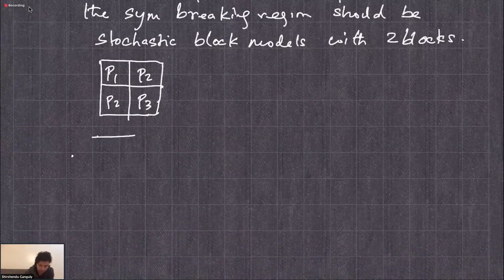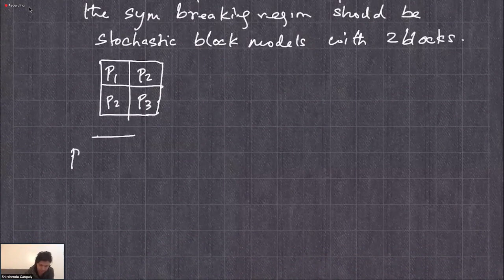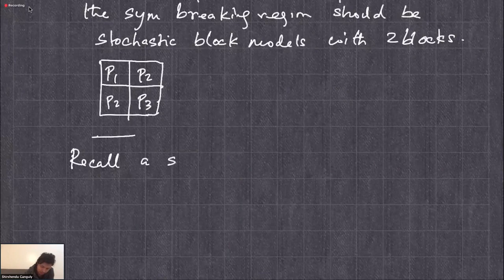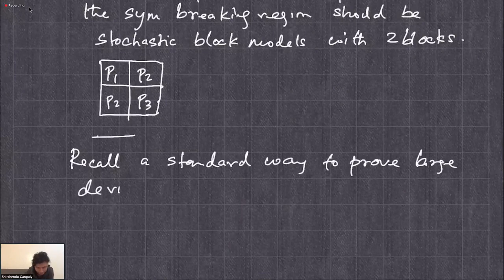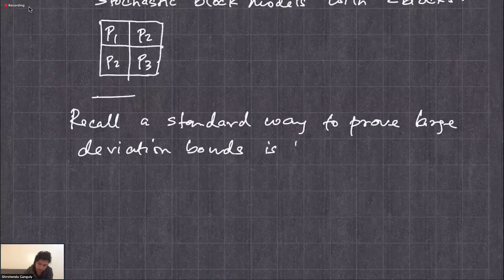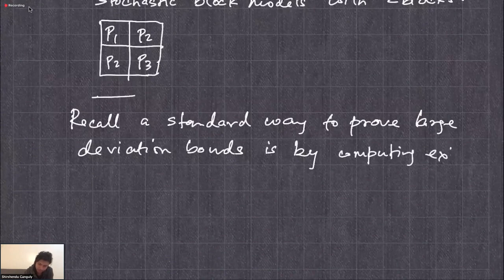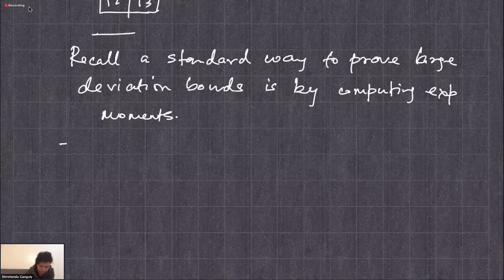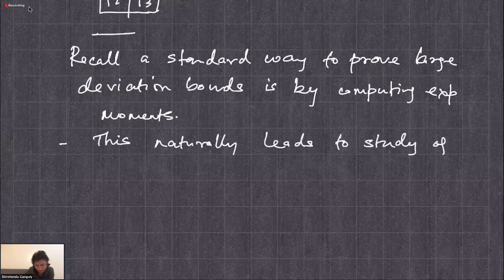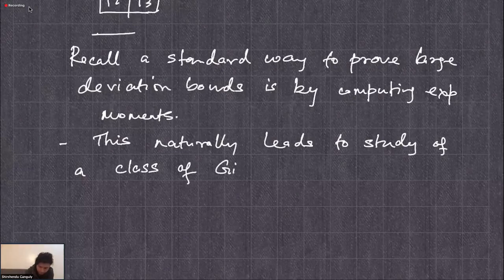Okay, so related to what Omar said, now we will talk about a particular class of measures. Recall a standard way to prove large deviation bounds is by computing exponential moments. So this naturally leads to the study of a class of Gibbs measures on graphs of the following form.